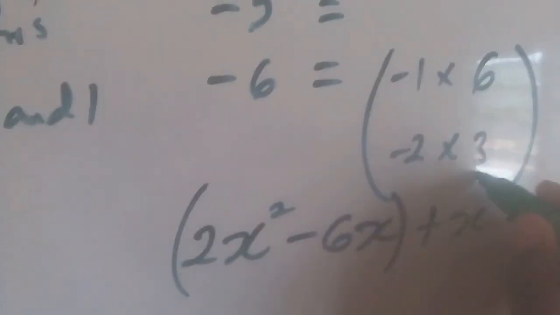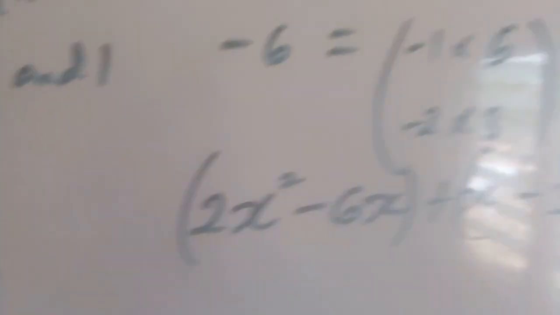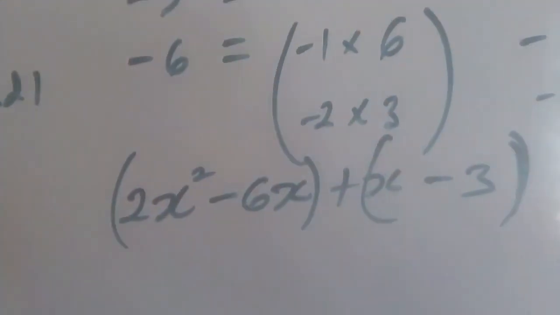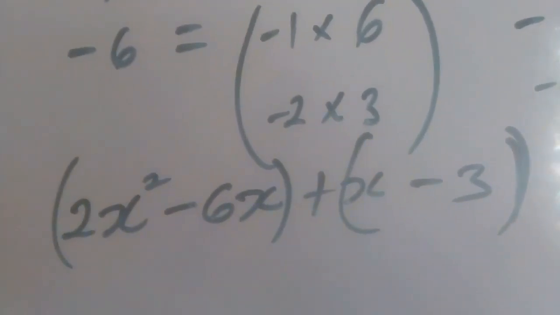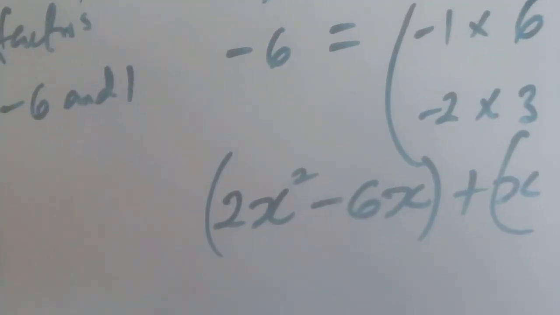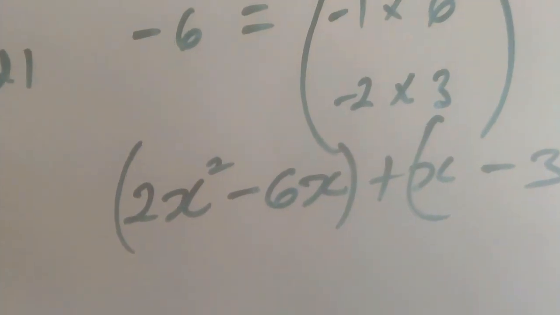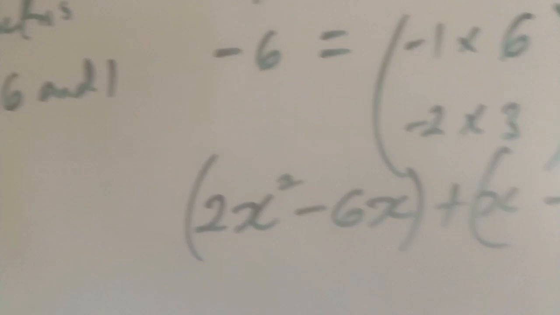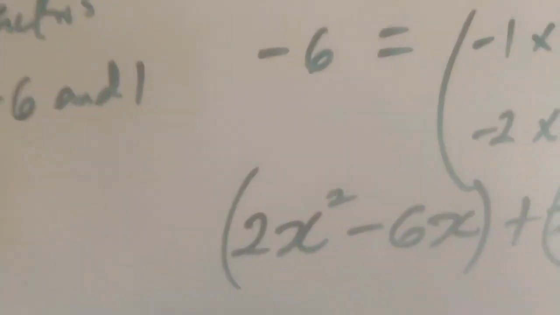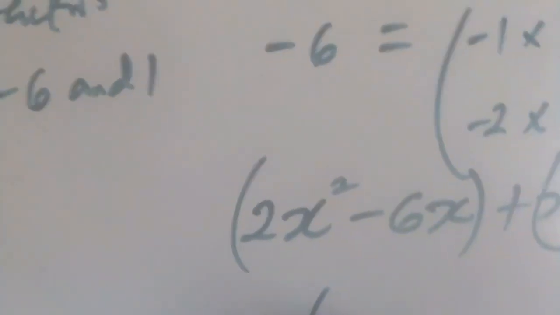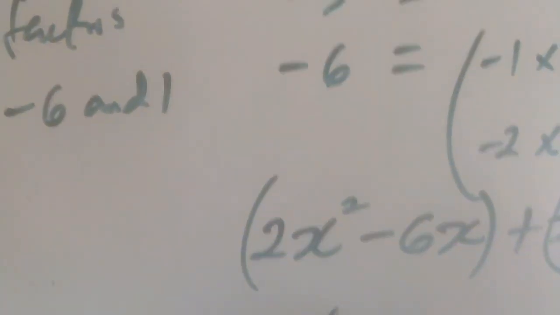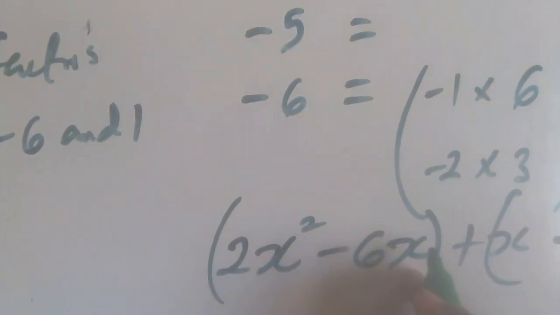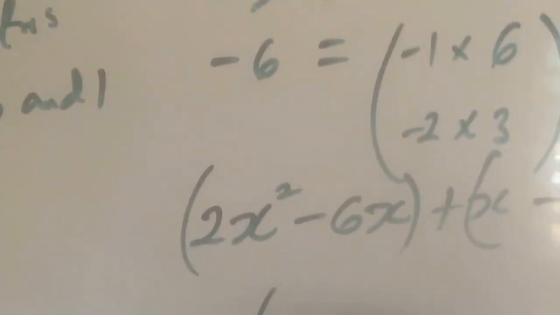So we have grouped them. Now we can take out the common factors of each bracket. We look at the first bracket, 2x squared minus 6x. We can see that 2x is a common factor that can divide these two terms in the bracket, so bring out 2x. Now if you use 2x to divide 2x squared, we are left with x. And if you use 2x to divide 6x, we are left with 3.